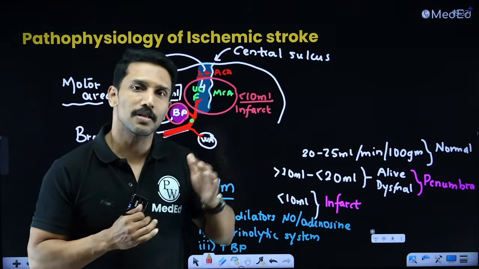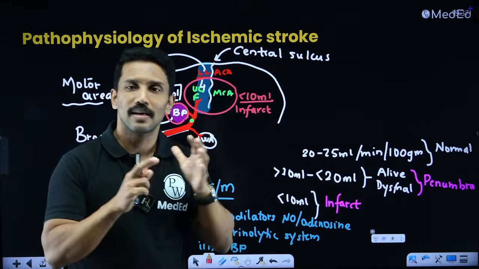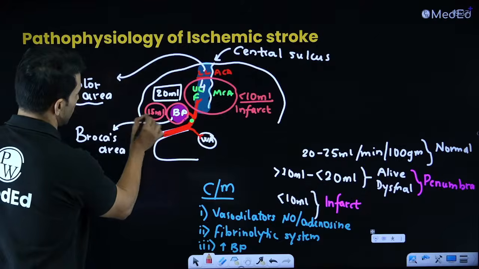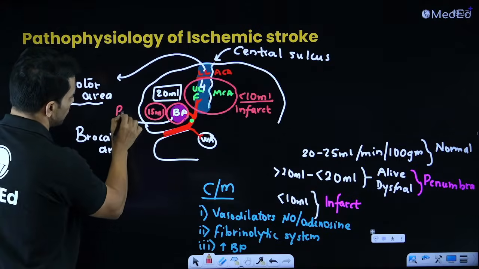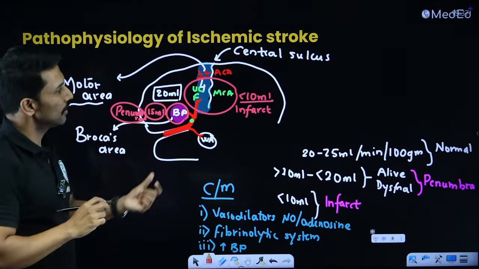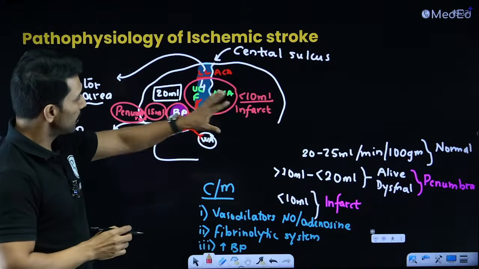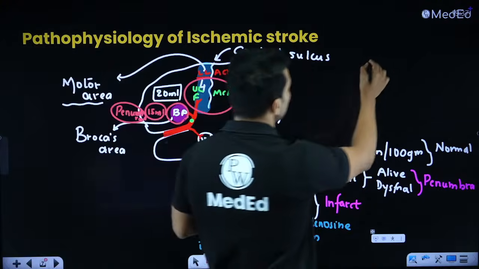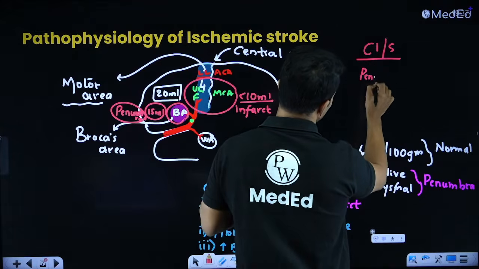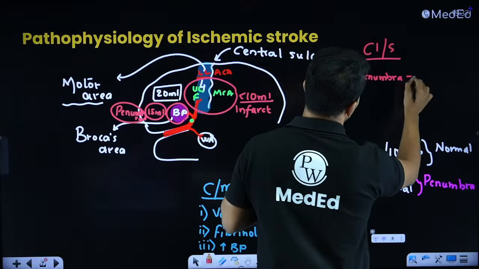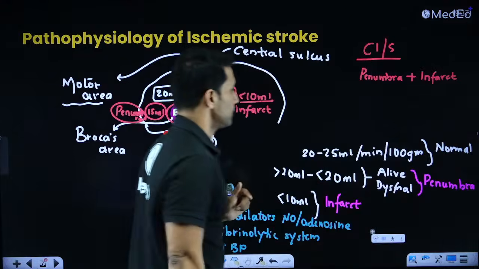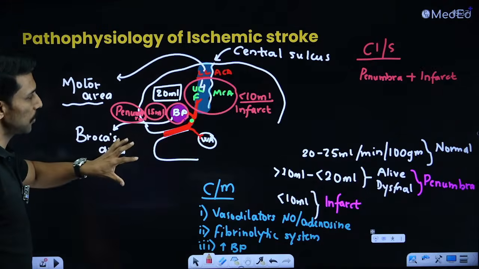Now, when this patient presents to me, what is going to be his clinical status? This is infarct. This is penumbra, right? The Broca's area has become penumbra. So both penumbra and infarct are functionally inactive, but infarct is dead. So in terms of clinical symptoms, I will see the symptoms arising out of penumbra, which is not functioning, plus the symptoms arising out of infarct, which is also dead and non-functional. So what will be the clinical status of this patient?